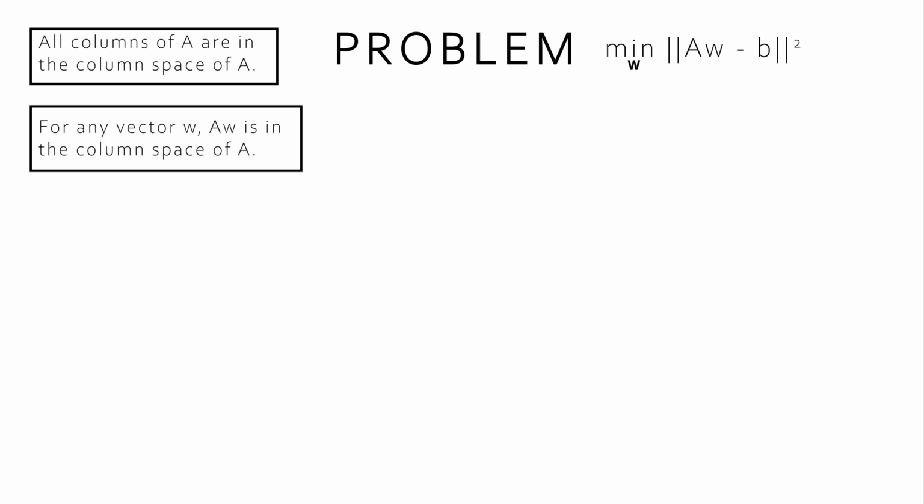If B is in the column space of A, then for some w, AW would be equal to B, and the objective function would be 0. For the purposes of this presentation, let's assume that B is not in the column space of A.